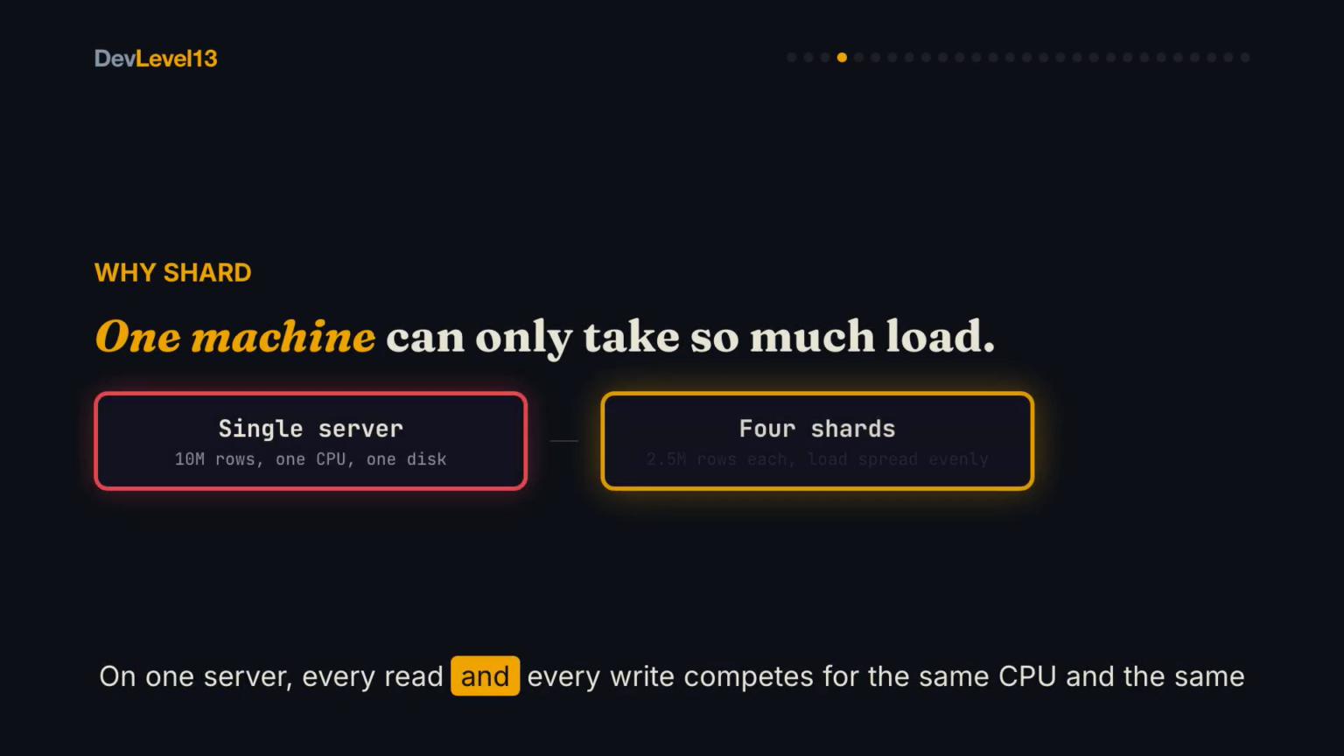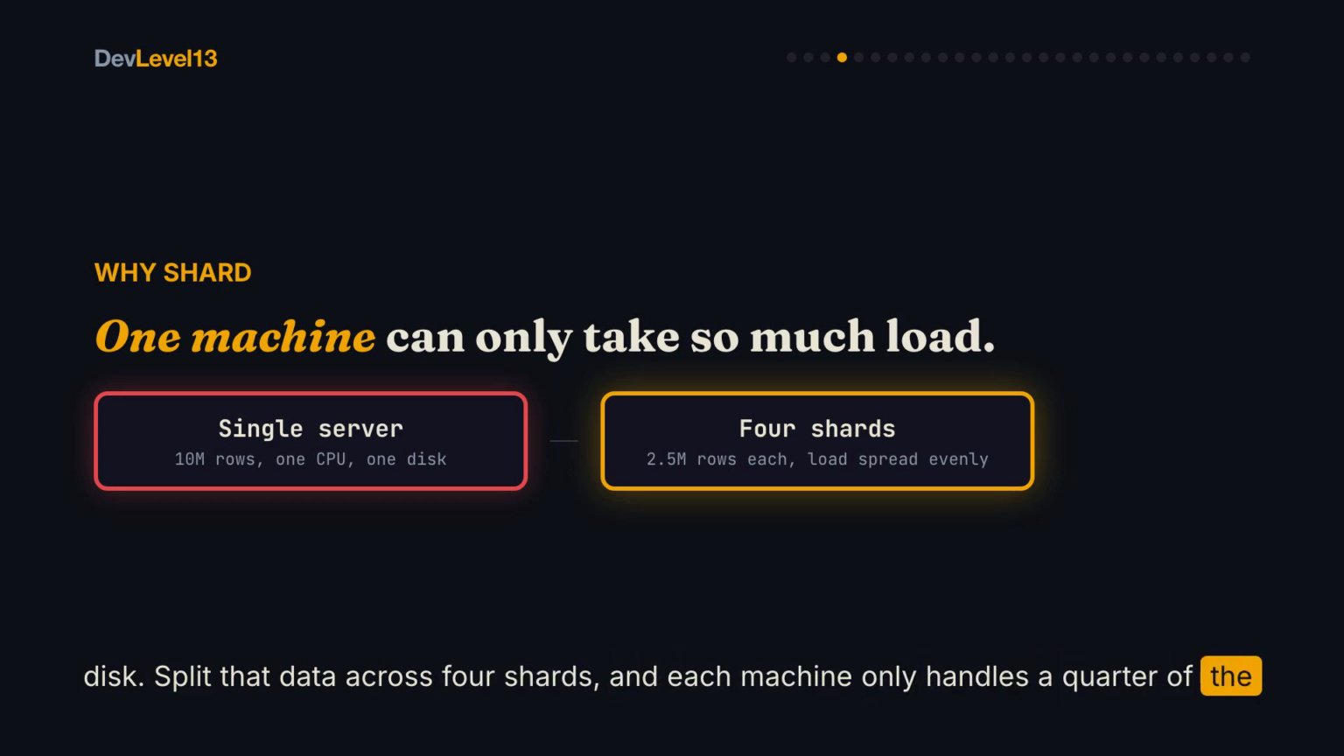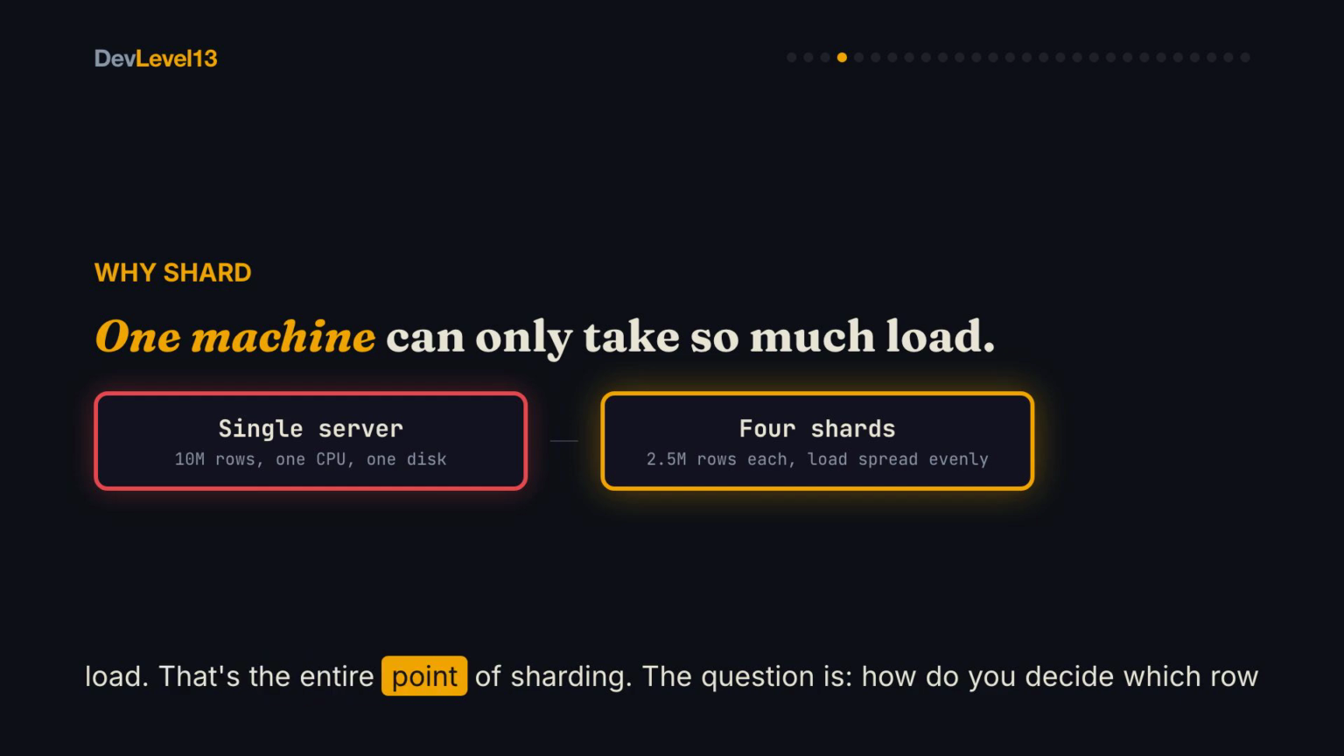On one server, every read and every write competes for the same CPU and the same disk. Split that data across 4 shards, and each machine only handles a quarter of the load. That's the entire point of sharding. The question is, how do you decide which row goes to which shard?